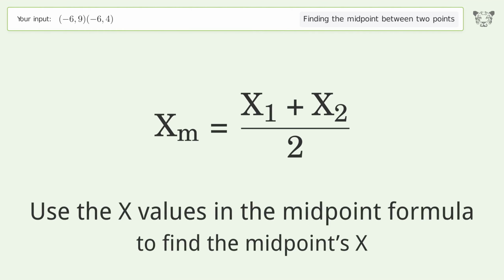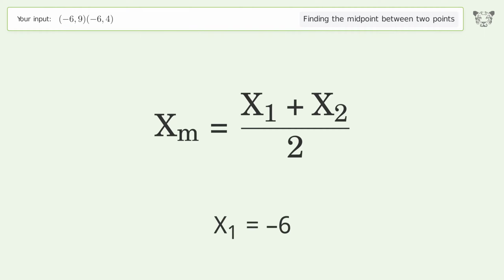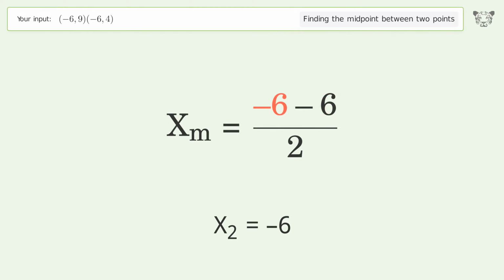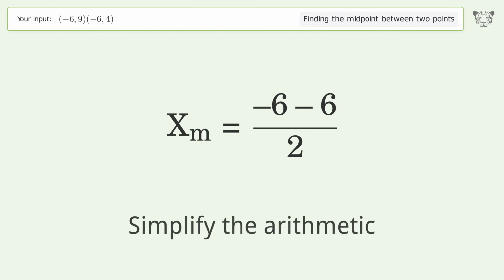Use the x values in the midpoint formula to find the midpoint's x. x1 equals -6. x2 equals -6. Simplify the arithmetic.